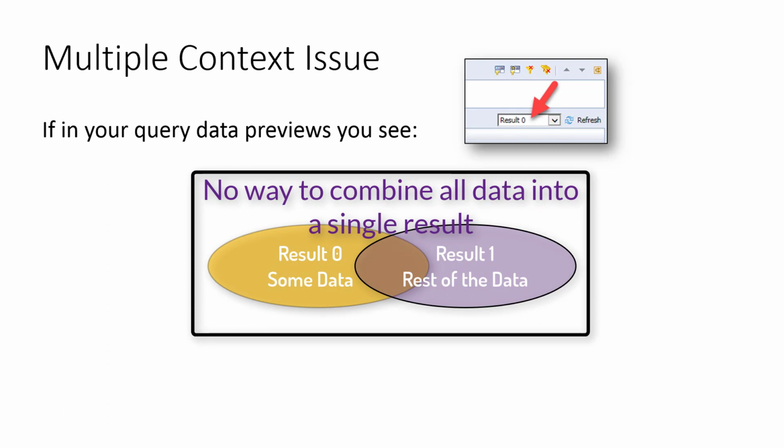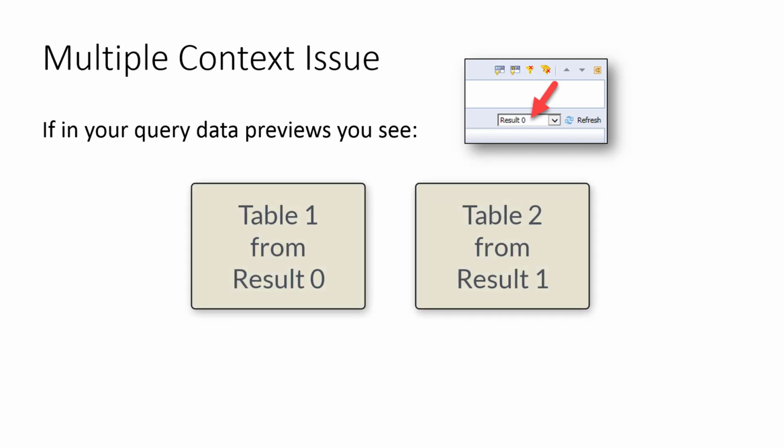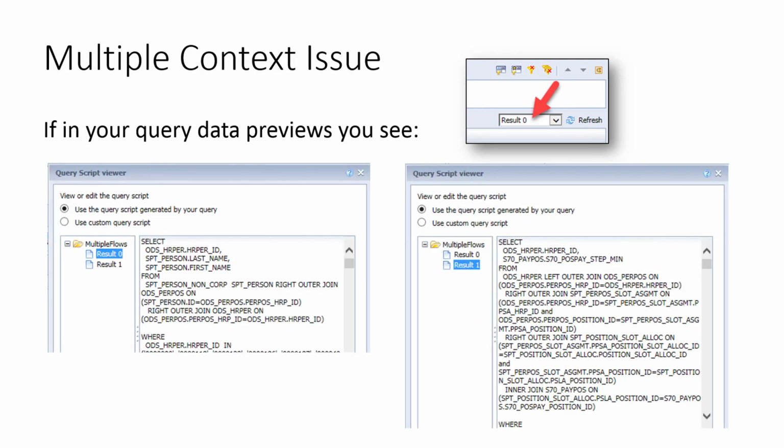to connect some of the data you're asking for, but no single way to connect all of the data in a single report. If you didn't use the data preview panel, you'd see this in the design phase because BusinessObjects would create a unique table for each of the results on the screen. By using the Query Script Viewer, you can see the coding created by BusinessObjects to try to meet your request. As you can see, these two are completely different scripts.